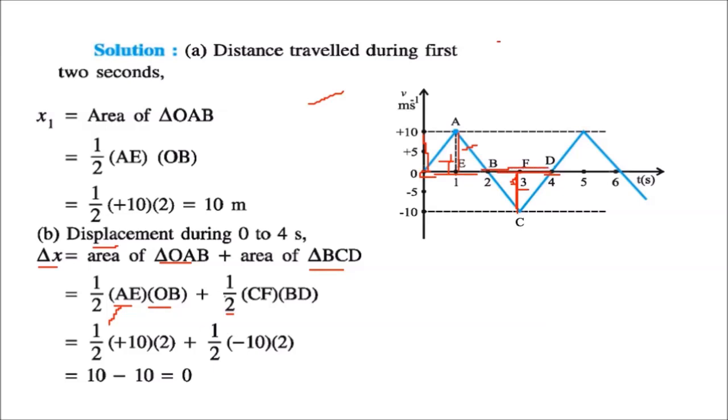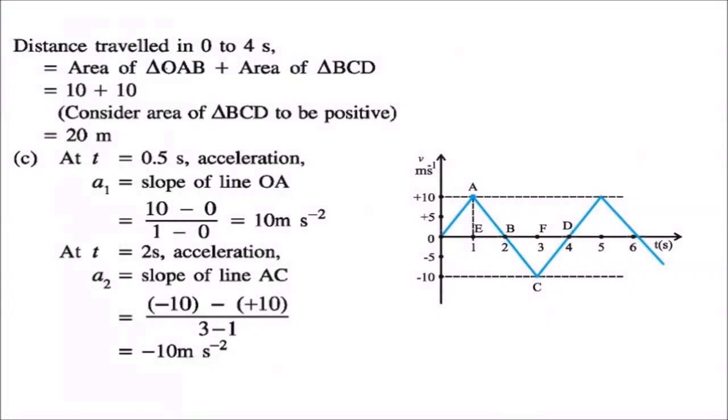So rather than taking this as minus, let us take this as minus 10. And when we compute, it is 0. So displacement is the sum of the areas, but the area which is below has to be taken as negative. That is why it is 0. But in order to find the distance, we will take this area as positive and this area also as positive. That is, we just computed this to be 10, this to be 10. So 10 plus 10 is 20.